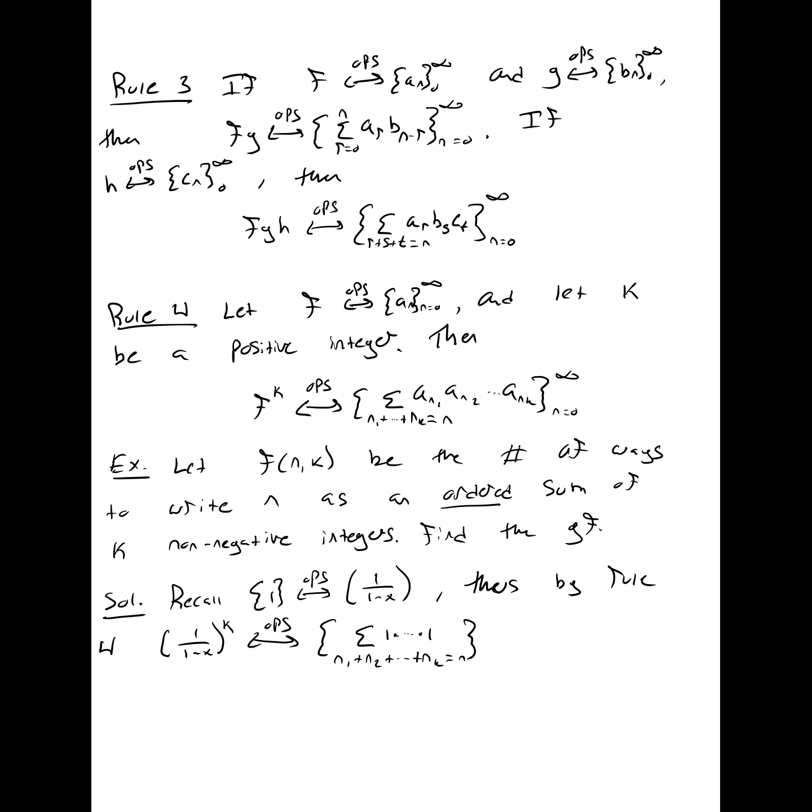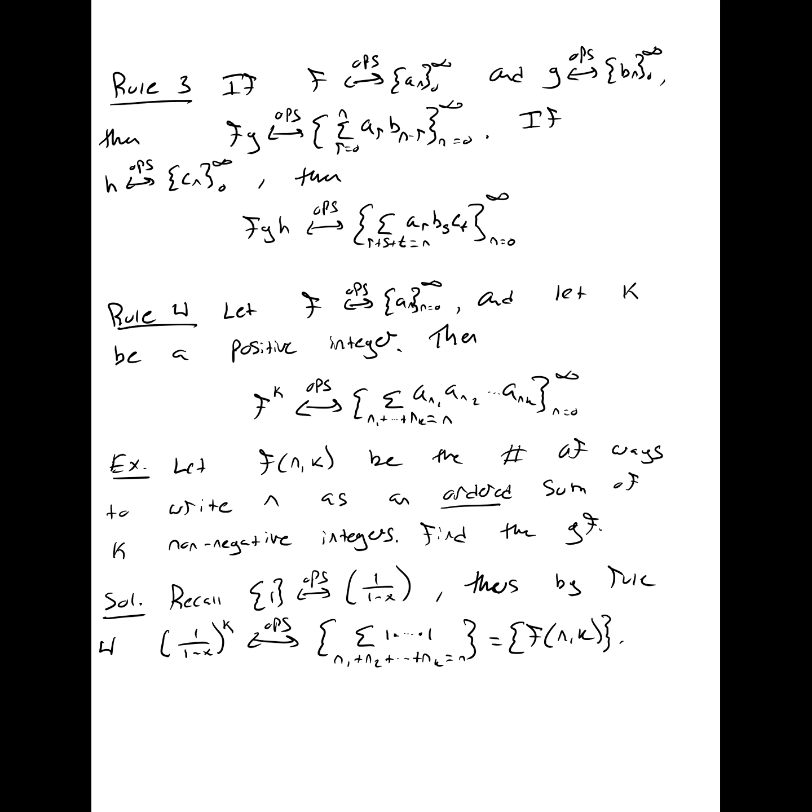So this sequence is equal to our f of n comma k. So we actually have this right here. This right here is the ordinary power series generating function for this sequence. And that was really quick. It's a really slick rule, and it's really useful in my opinion.